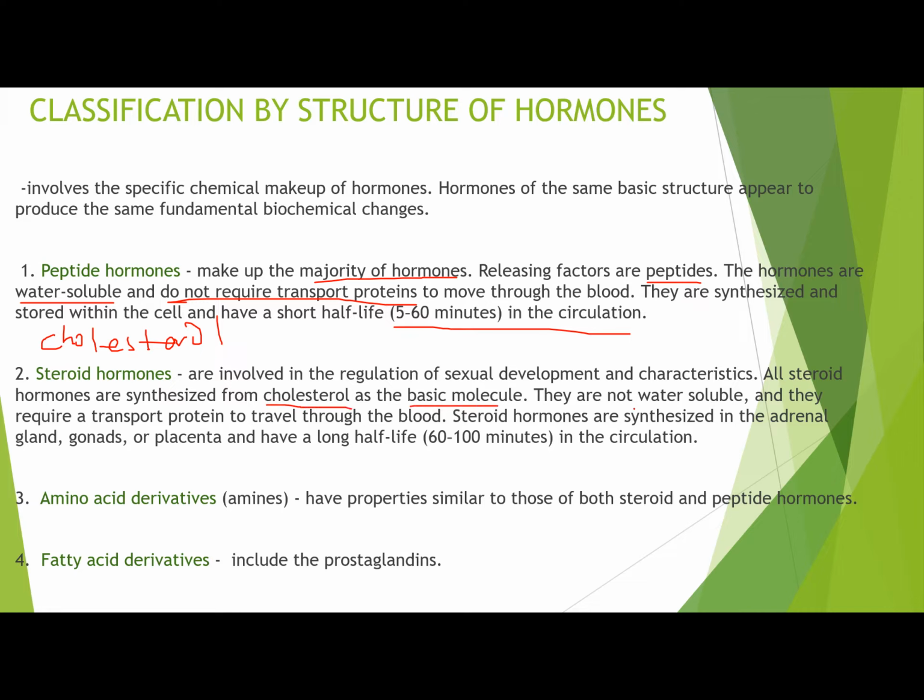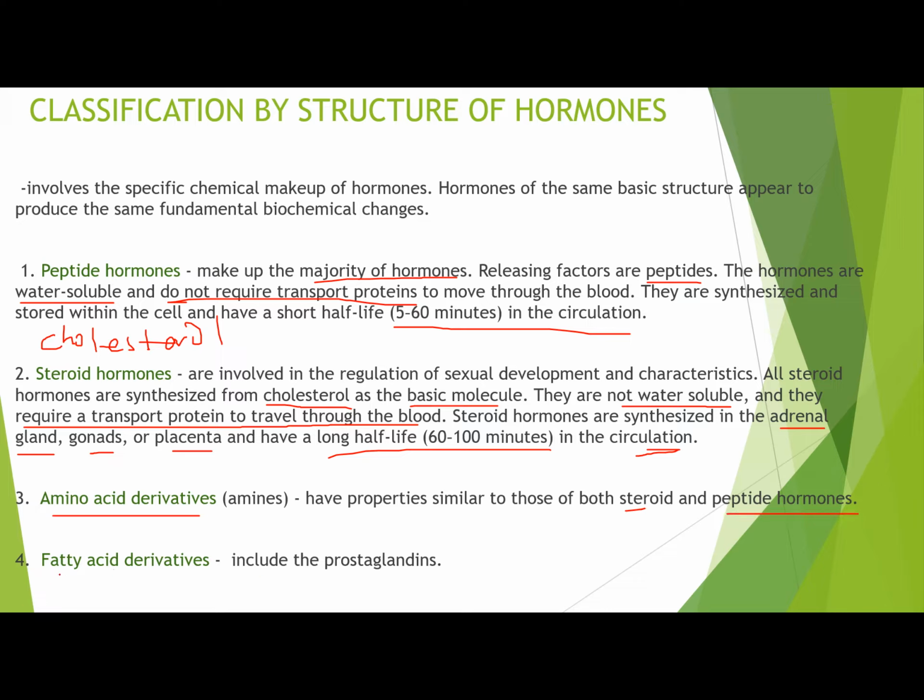The third one is your amines or the amino acid derivatives, class. They have properties similar to those of both steroid and peptide hormones. Then we have your fatty acid derivatives, which would include prostaglandin. So those are the four types of hormone based on structure.